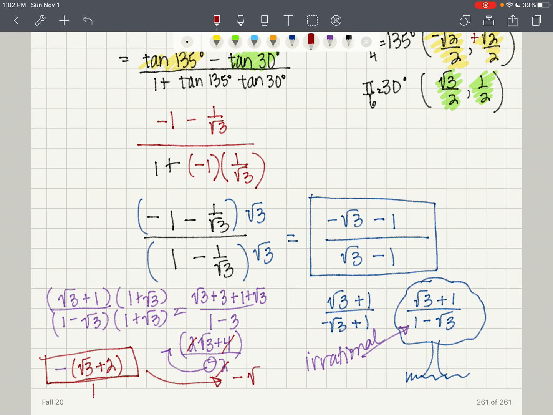And I wouldn't be surprised if they said the opposite of the square root of 3 minus 2. Oh, not minus the square root of 2, just minus 2. I wouldn't be surprised if they distributed that negative.